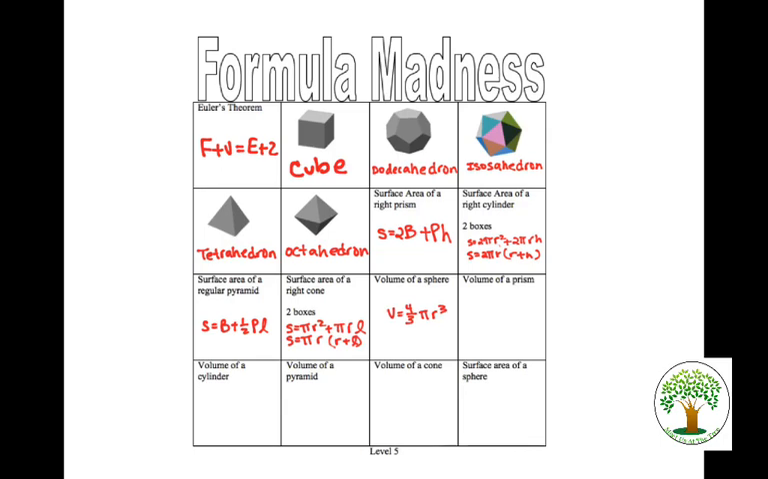Let's do volume of a prism. We're going to do volume again. And this one's the shortest of them for today. We're going to have capital B. Make sure it's capital. A lowercase will not suffice. Capital B times H. Okay.